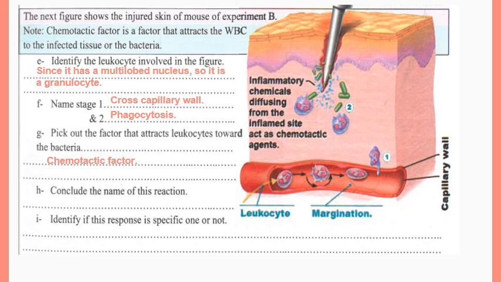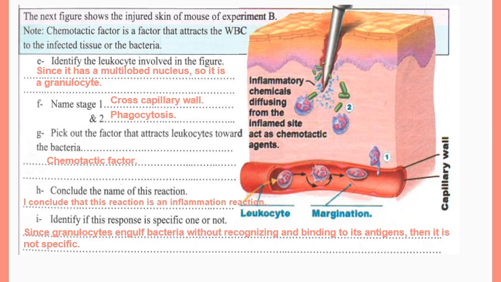Conclude the name of this reaction. What is the name of this reaction? We learned before, it is the inflammation reaction or inflammatory reaction. Identify if this response is a specific one or not. We say, since granulocytes engulf bacteria without recognizing and binding to its antigen, then it's a non-specific immune response.